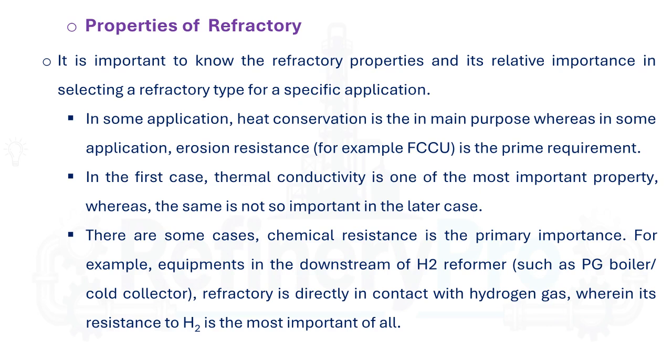Third scenario: think about equipment downstream of an H2 reformer, like a PG boiler or cold collector. Here, refractory comes into direct contact with hydrogen gas. In this case, resistance to hydrogen becomes absolutely the most critical property you need to consider. This is why engineering judgment is so important. You can't just pick any refractory and expect it to work. You need to understand your operating environment first.